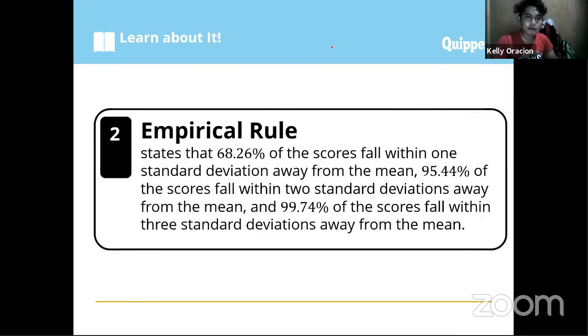Next, the empirical rule. Again, we have this empirical rule. It states that 68.26% of the scores fall within one standard deviation away from the mean. 95.44% of the scores will fall within 2 standard deviations away from the mean. And 99.74% of the scores fall within 3 standard deviations away from the mean.